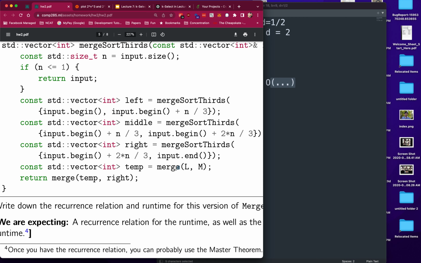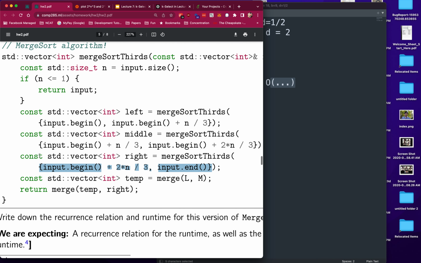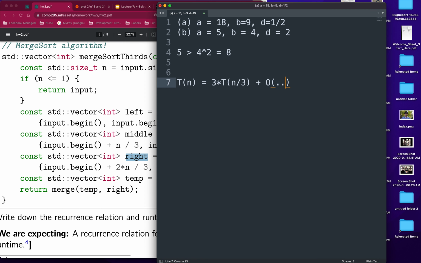And then for the last one, we're merging left, middle, and then we're merging temp and right. So intuitively, because we are calling ourselves on a smaller input that's only a third of the size, we expect the right, middle, and left to each be a third of the size. So this is actually O of 1/3 n plus 1/3 n. But again, these are just constants, so they don't matter. So it actually ends up being O of n.